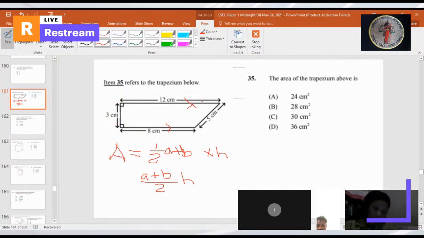The two parallel sides will be the 12 and the 8. So that will be 12 plus 8 over 2, times the height, which is 3. So how much is that? 12 plus 8 is 20, 20 times 3 is 60, divided by 2, which is 30 centimeters squared.